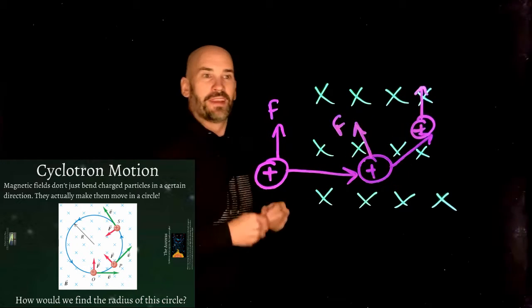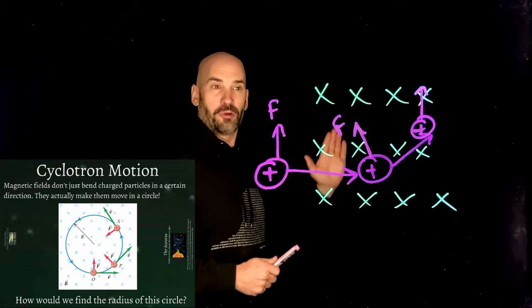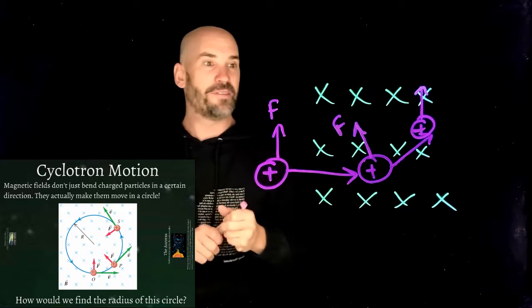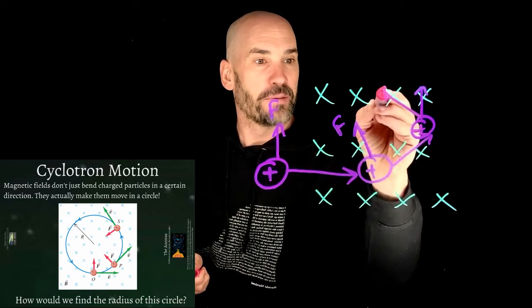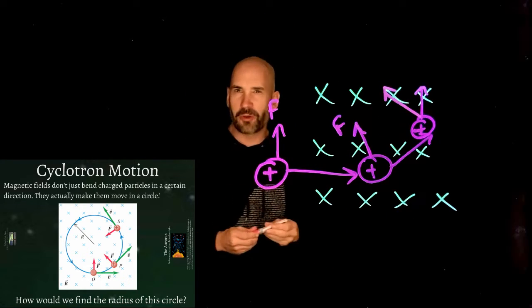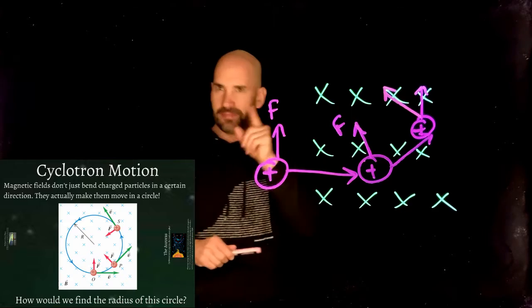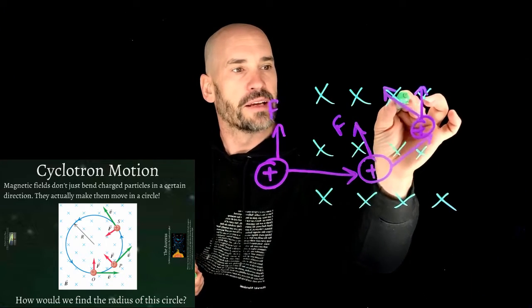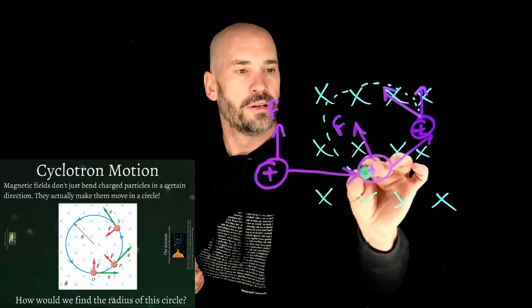Let's do it again. Now we have our particle going up. Palm is in the direction of the magnetic field. Thumb points to the left. Now it wants to go this way, right? Do you see what's going on? Do you see where this is leading? I think you do. This leads to the point where you end up getting a full circle, okay?